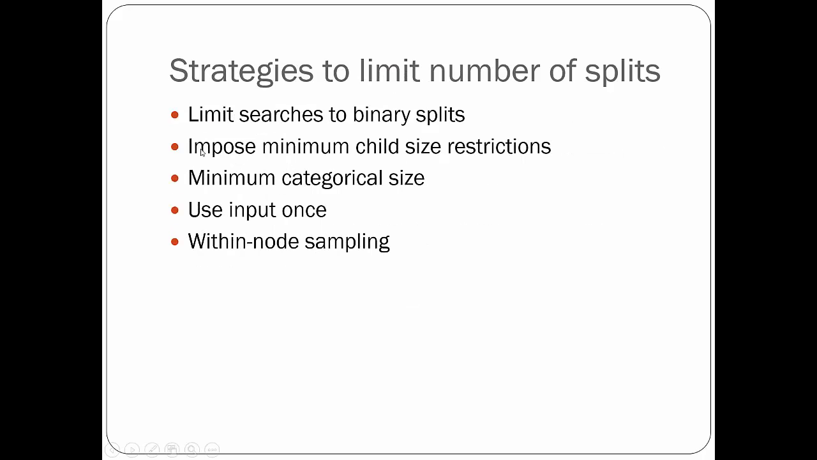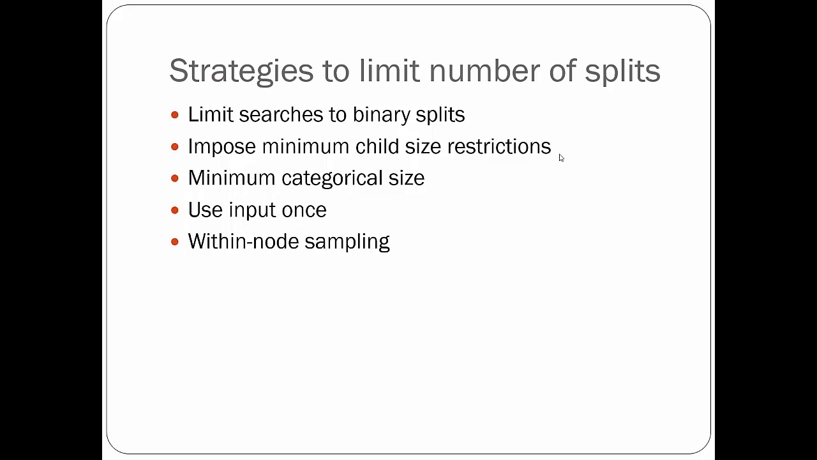We looked at limiting binary splits and imposing minimum categorical size. These are the two that we discussed. Imposing a minimum child size restriction is another way of limiting the number of searches. When you branch out into the left side branch and the right side branch, you can say the rectangles must have at least X number of observations, like 5 or 10. If it has less than that, then you don't consider that split. That will also have an effect of limiting the number of candidate splits.